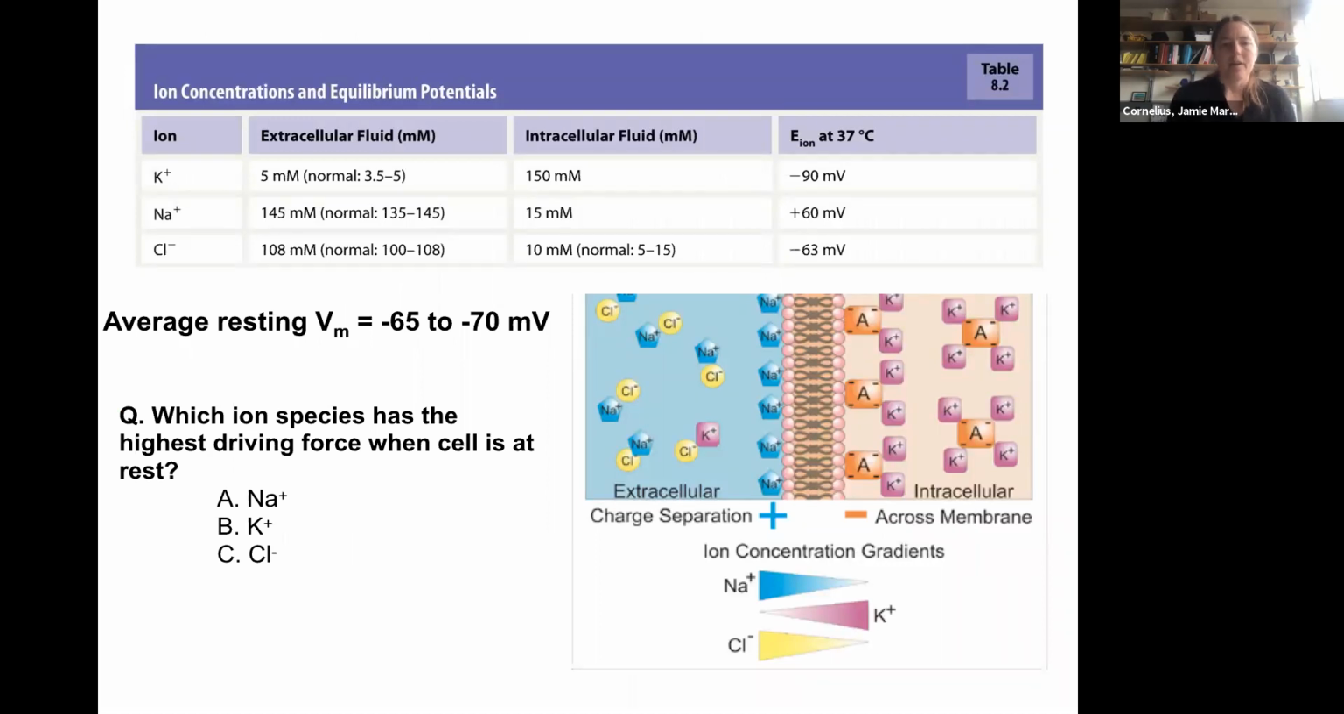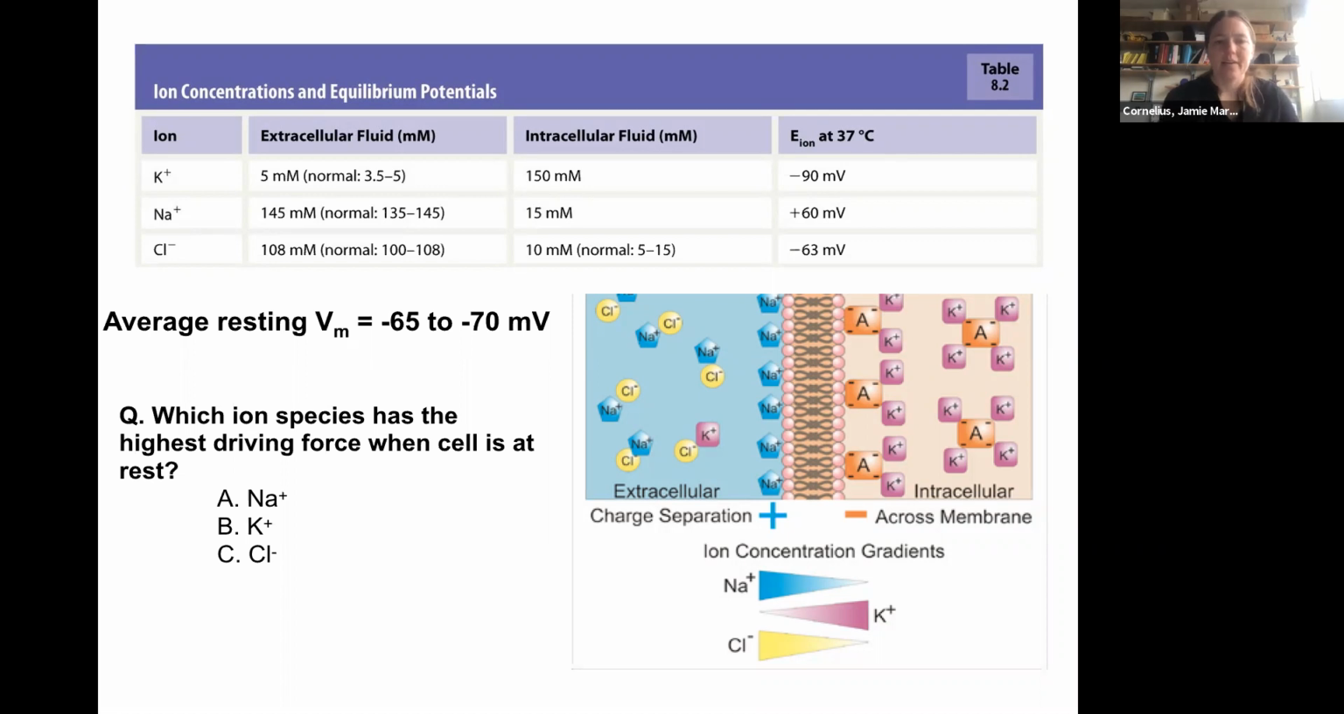Okay, so we have our average resting potential somewhere between -65 and -70. If you look at this table, you can see the equilibrium potentials for each of the major ions that move in a neuron. Potassium's is -90, sodium's is +60, and chloride's is -63. So your average resting potential is -65 to -70.